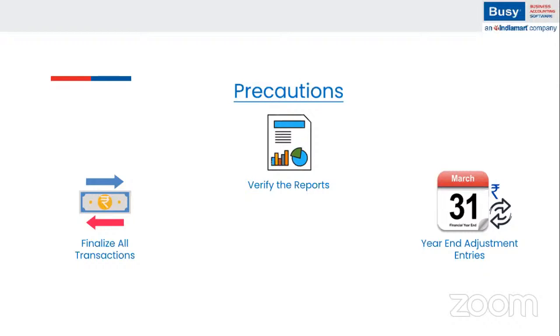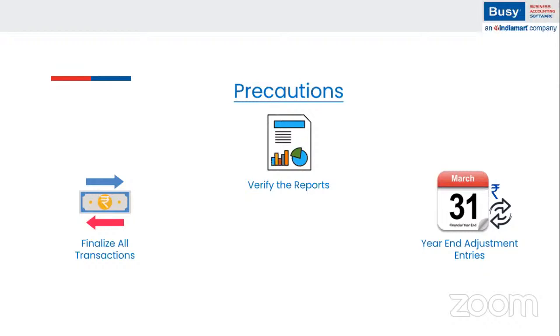If any party masters are not matching in a trial balance, or any ledger statement is not matching, or any other P&L or balance sheet is not matching, you just verify the reports, and if any corrections are required, you can do the corrections. And the third step we said was year-end adjustment entries.